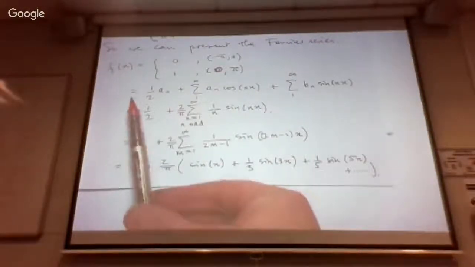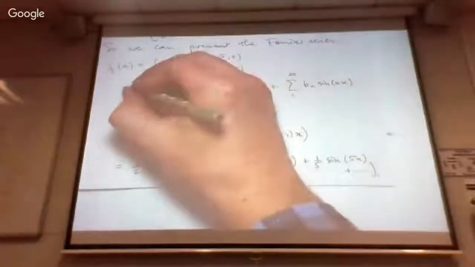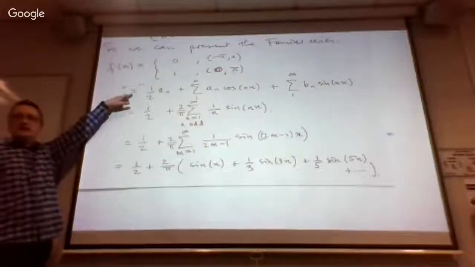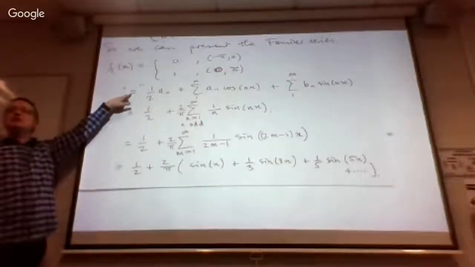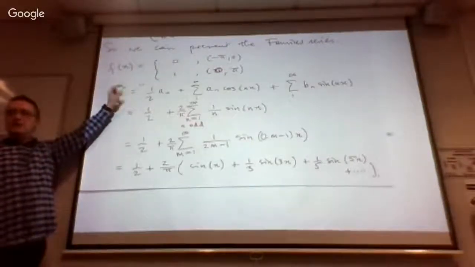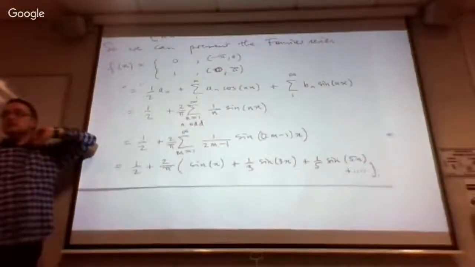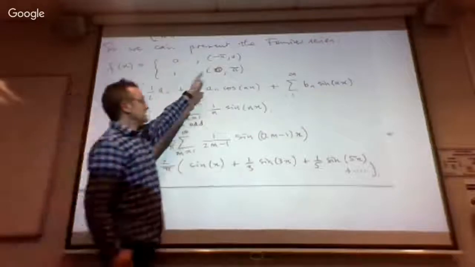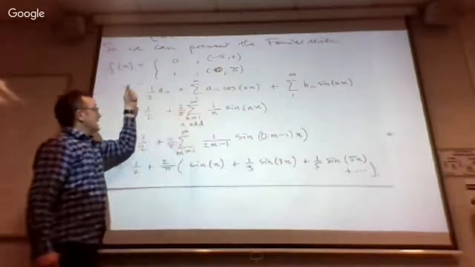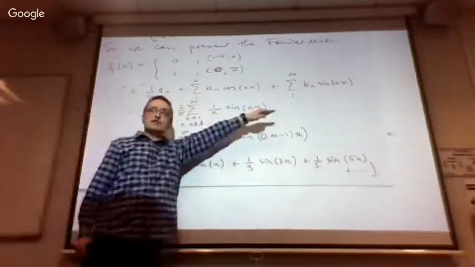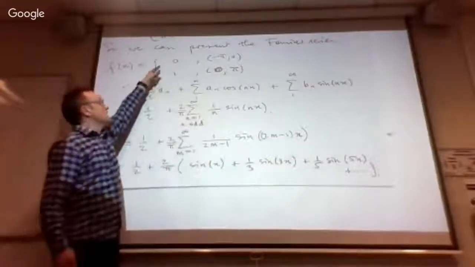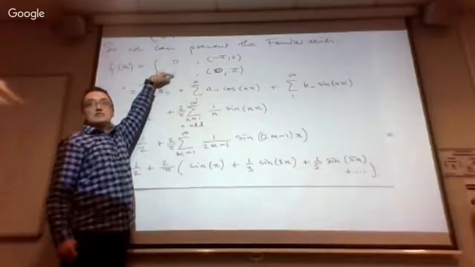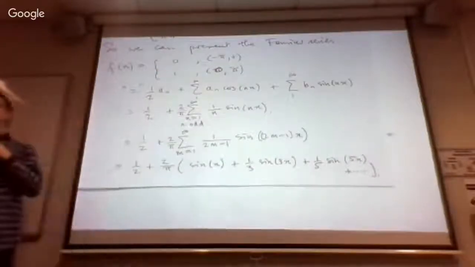Remember this equality here. Maybe there's an asterisk, a footnote needed on the equality. The equality holds at every point of continuity. There's one point of discontinuity, which is x equals 0. And at that point, the infinite Fourier series is going to return the fair value, the average of the two-sided limits. It's going to return the value of half.